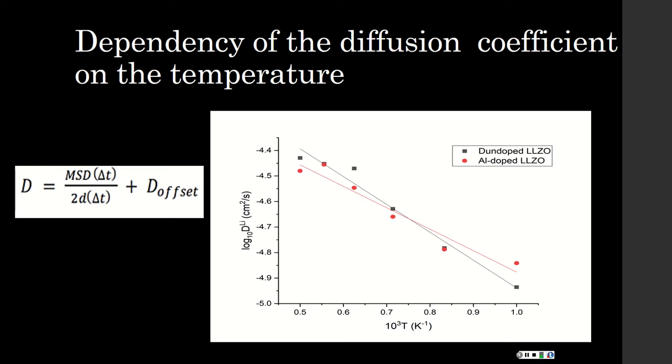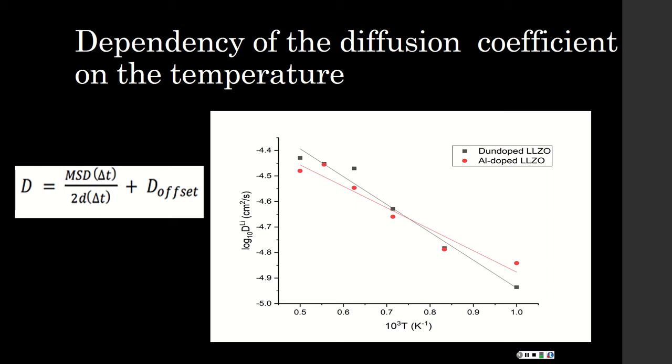And then what I have found is that at temperatures from 1000 to around 1400, the diffusion coefficient for the aluminum doped structure is higher than the undoped structure, and gradually it decreases. And another more interesting thing that we can find from here is that the slope of the aluminum doped structure is lower than the slope of the undoped LLZO structure. So why is this important?